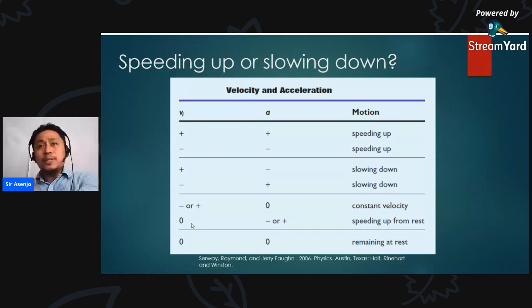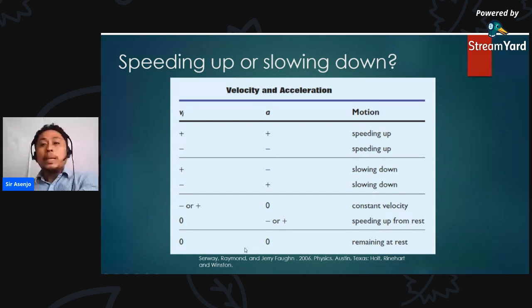What if the initial velocity is zero and the acceleration is negative or positive? It means speeding up from rest. That means the object is stationary at first and then it moves, speeding up from rest. Again, when the initial velocity is zero but the acceleration is negative or positive, the object is speeding up from rest. Good job.